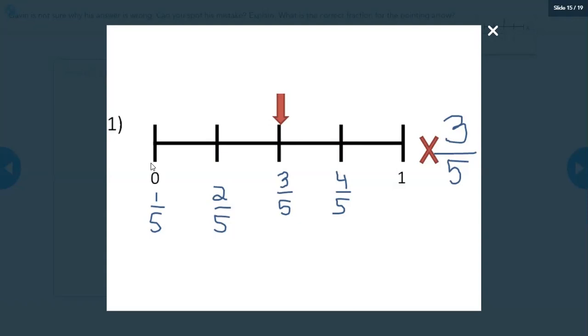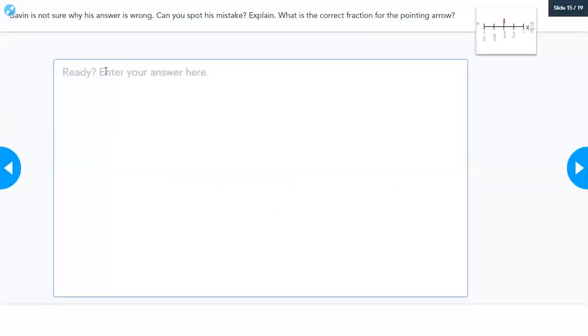So let's count the total number of sections. 1, 2, 3, 4. So his denominator should be fourths, not fifths, which means he must have counted the tick marks, not the sections. So if I'm dealing with fourths, we're going to count back over to the arrow. 1, 2. So the correct fraction represented by the arrow should be 2/4. Let's go fill in our answer.